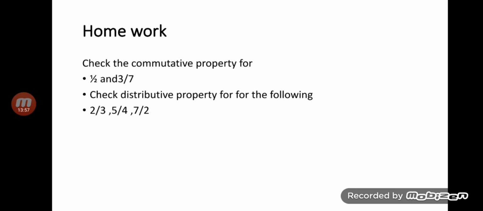So homework is given. You have to check the property for these values. Distributive property and commutative property you have to check. You know the general form, so do the homework and write these properties in your classwork along with the example.